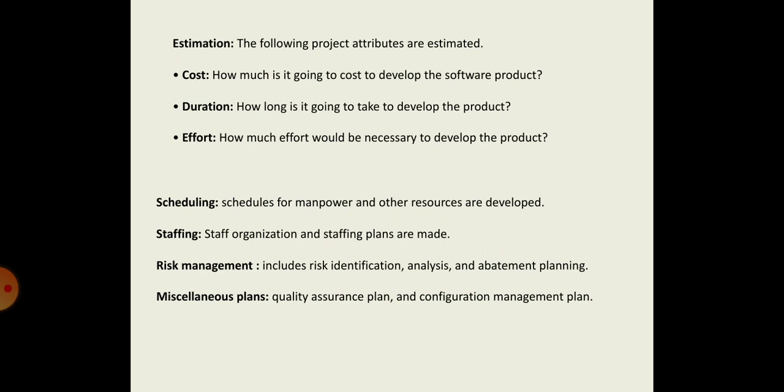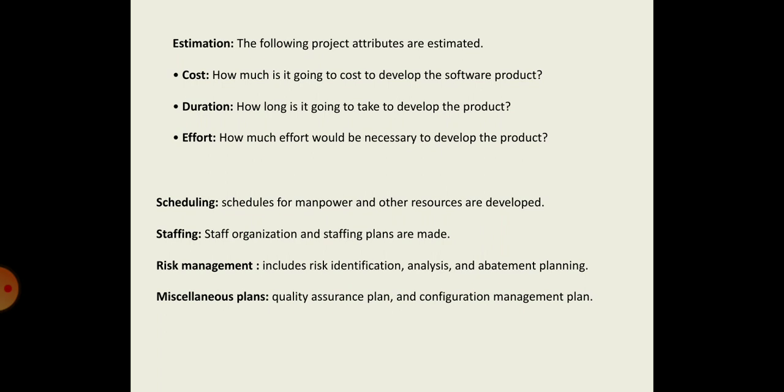The second one is the duration. How long is it going to take to develop the product? So the duration or the time needed for the development of the software is the second attribute to be estimated. And the third one is the effort. How much effort would be required to develop the product? These three attributes need to be estimated before the development activities begin: first the cost, second the duration, and third the effort.